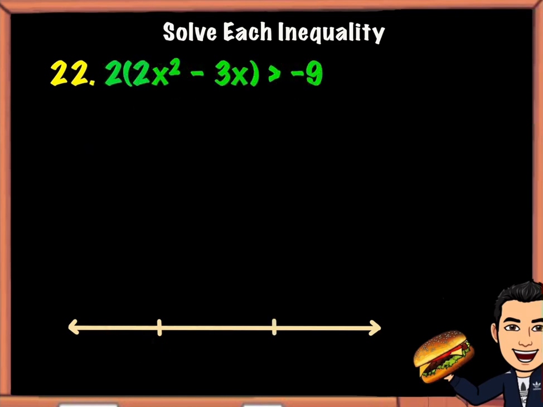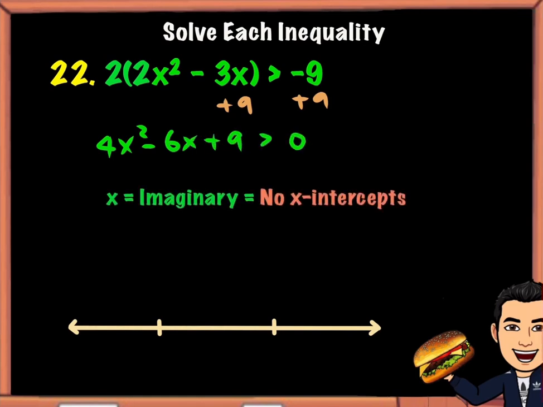For number 22, let's go ahead and add 9 on both sides and distribute the 2 to each term. So you're going to have 4x² - 6x + 9 > 0. If you use the quadratic formula, you're going to find out that x equals an imaginary number. So that means that there are no x-intercepts, which means that we don't have any critical points.